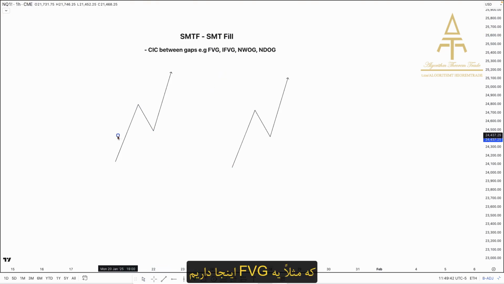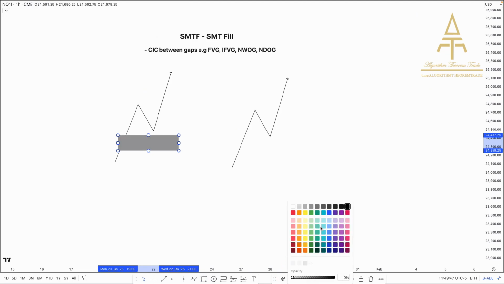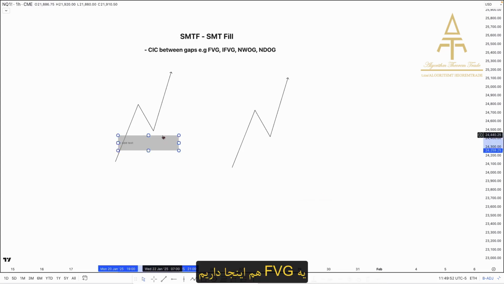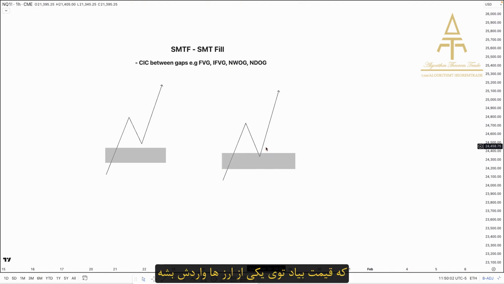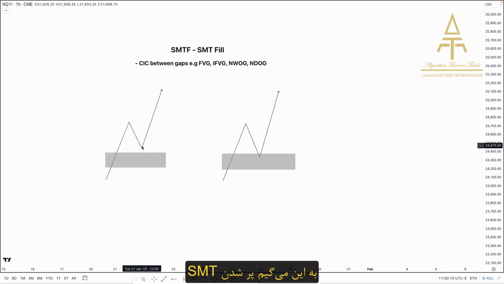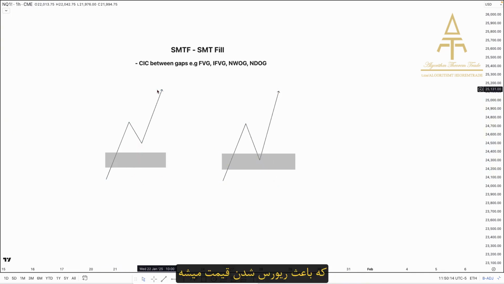We have a fair value gap here. We have our fair value gap here. And on the same gap, it must be the same gap, price is trading into it on one asset, whereas it's not being traded into on the other asset. This is SMT fill. This cracking correlation will cause price to reverse, and you will most commonly use it on continuations.